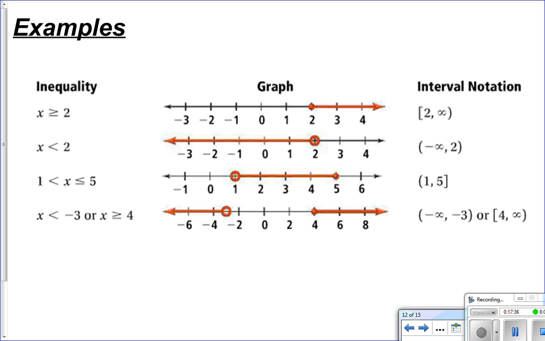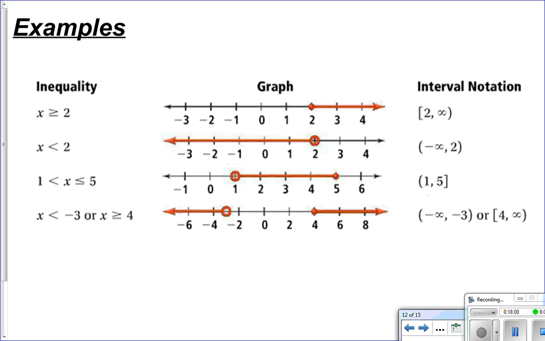For an and, 1 is less than x, which is less than or equal to 5. You can have both. So it's an open circle on 1, it's a closed circle on 5, so it's everything in between 1 and 5. So that's where the interval comes in. It's everything between 1 and 5. 1 is not included, but 5 is. So it's a bracket at the end and a parenthesis around 1, because 1 is not included.